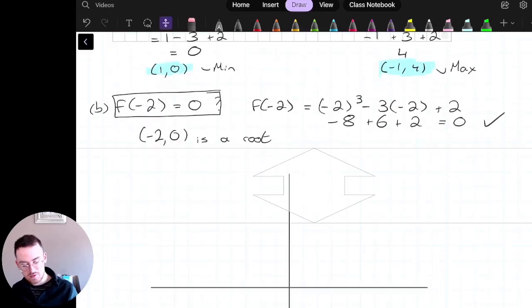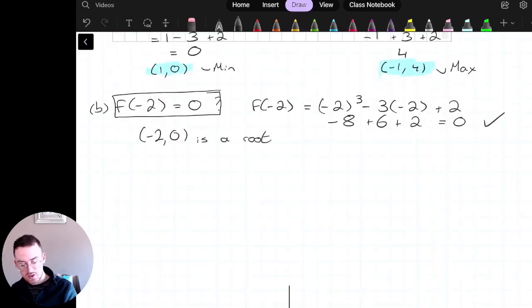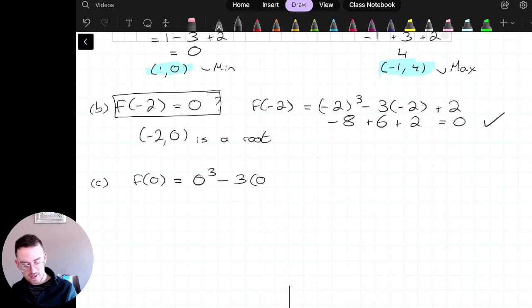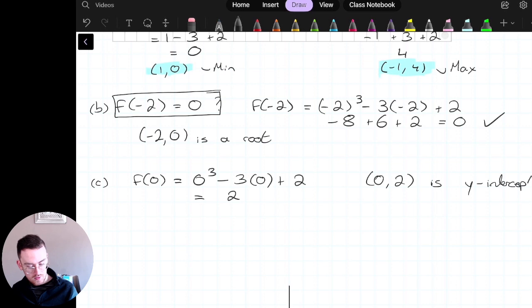So again, I'm just going to move these axes down a little bit. For part C, we are looking for f(0). So 0 cubed minus 3 times 0 plus 2, and that's going to be equal to 2. So (0, 2) is what we call the y-intercept. It's the point where it crosses the y-axis. So 2 is your y-intercept. That (0, 2) is where we're going to look for crossing the y-axis.